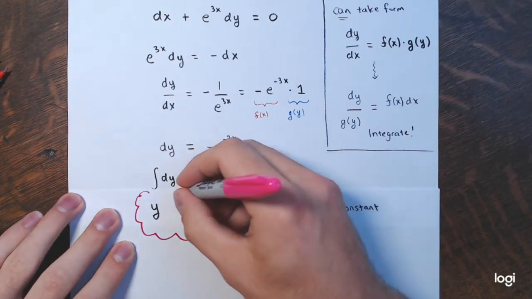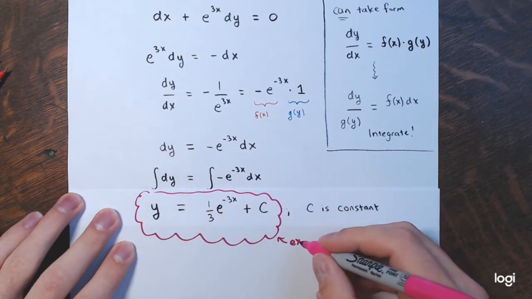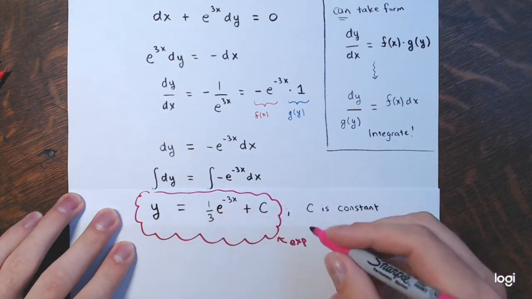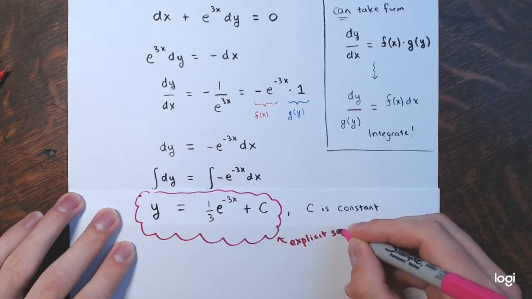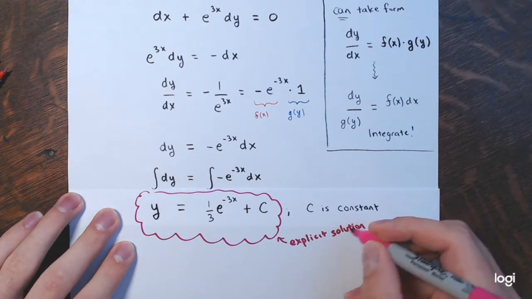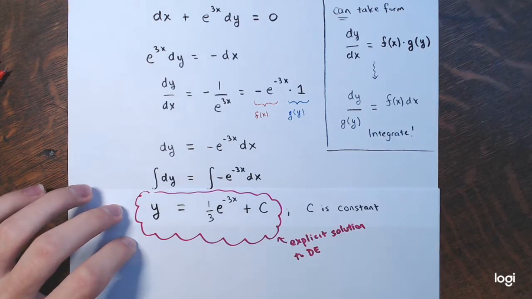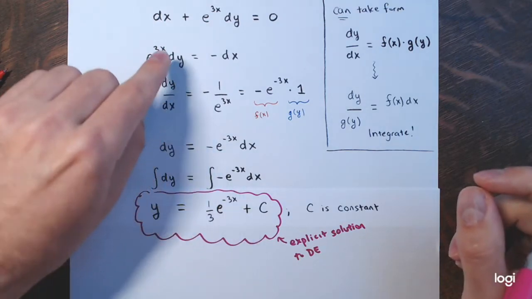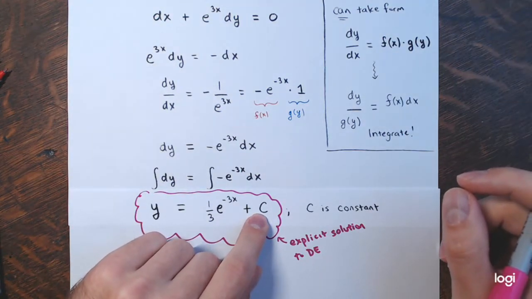Right. So here's an explicit solution, right? Because again, y is solved for. The dependent variable is alone. Explicit family of solutions to this differential equation. So this satisfies this equation for any value of c, right? Any real number value of c.